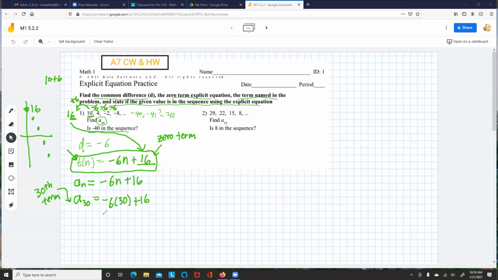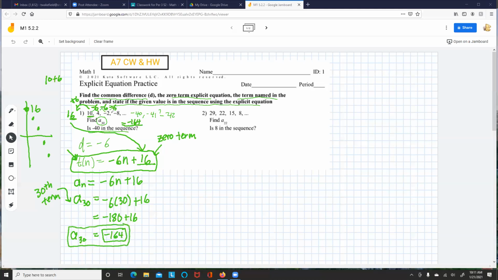Negative 6 times 30 is going to be negative 180 plus 16. Well, one's a negative, one's a positive, so we're going to subtract these, and we are going to get negative 164. Okay, so our a sub 30, or our 30th term, is going to be negative 164. So if we kept going and going in this sequence, eventually we'd get to negative 164. The 30th one would be negative 164. That makes sense because these are negative numbers and they're getting lower and lower. Okay, so we've almost answered all the questions.